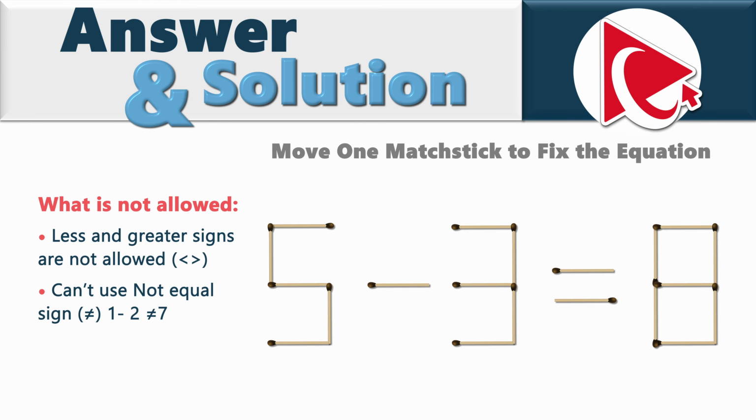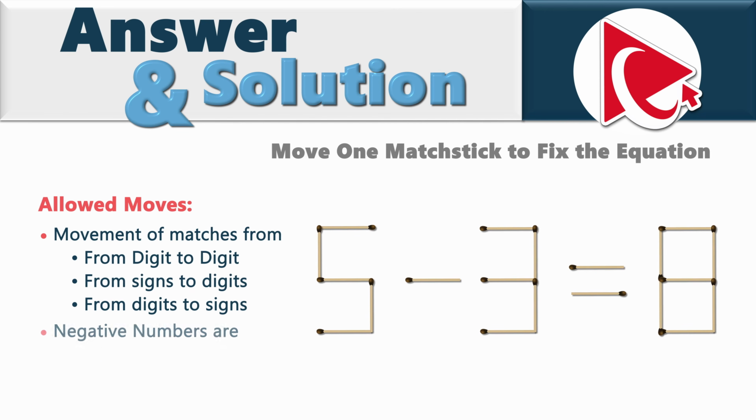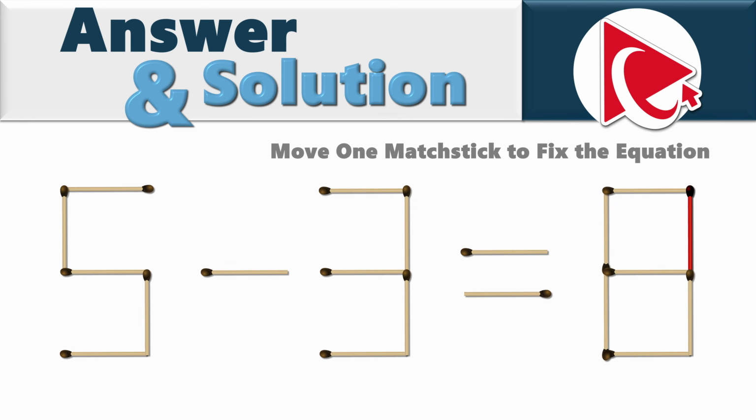You might be asking then, what moves are allowed? And there are a few. Movement of matchsticks from digit to digit, from sign to digit, and from digit to signs. Also, negative numbers are allowed. With that in mind, let's solve this equation. We need to move one matchstick from the digit 8 to the first digit. This changes the first digit to 9 and the last digit in this equation to 6. And the correct equation here is 9 minus 3 equals 6.